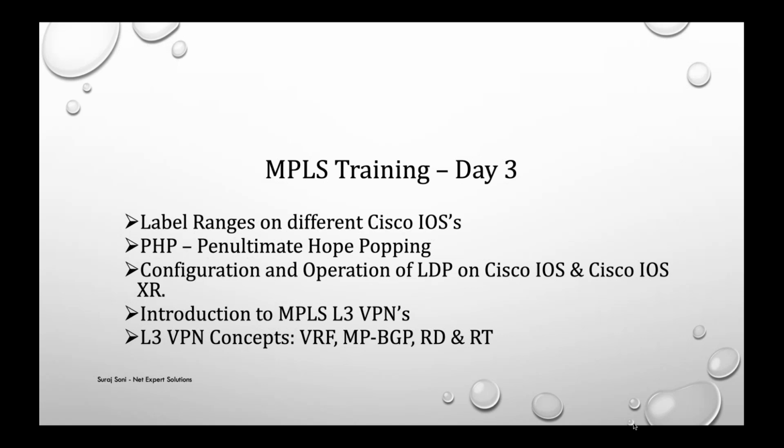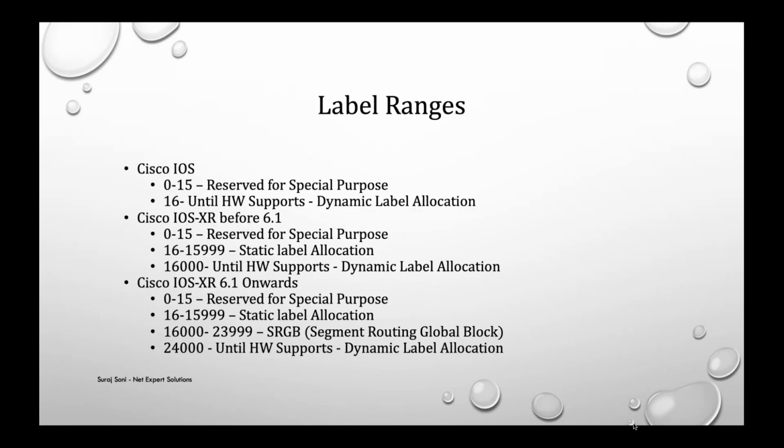Okay, so let's start, guys. So first of all, the different label ranges on different Cisco operating systems. On Cisco iOS, 0 to 15 are reserved for special purpose. In further slides I will explain what all those prefixes are. And then from 16 until whatever hardware supports, because the number of labels is actually based on the different hardware. So from 16 onwards until the hardware supports, that is all considered as dynamic label allocation.